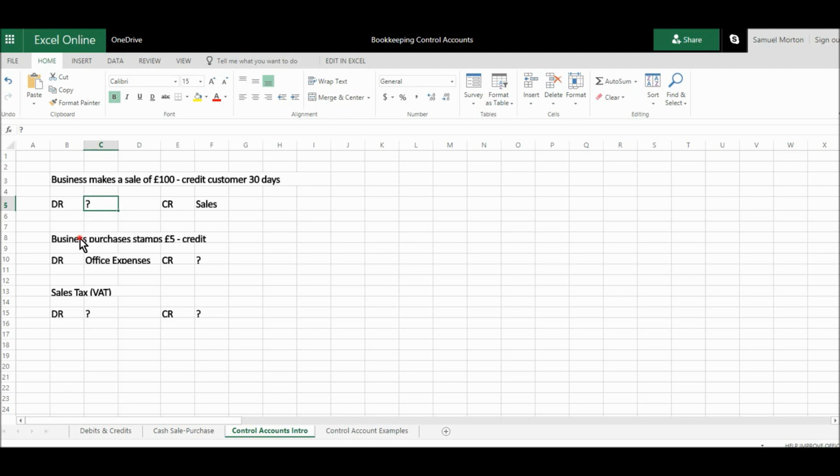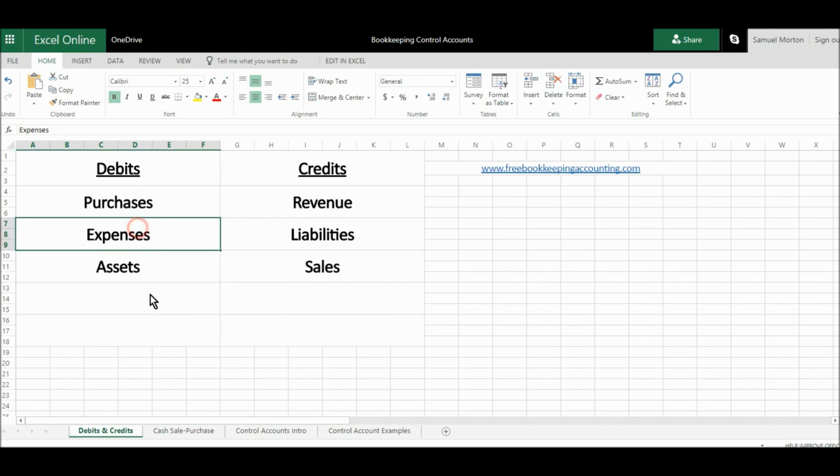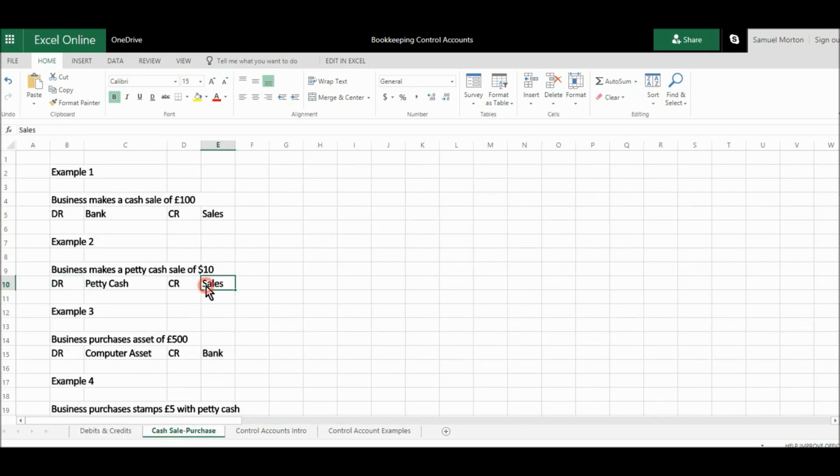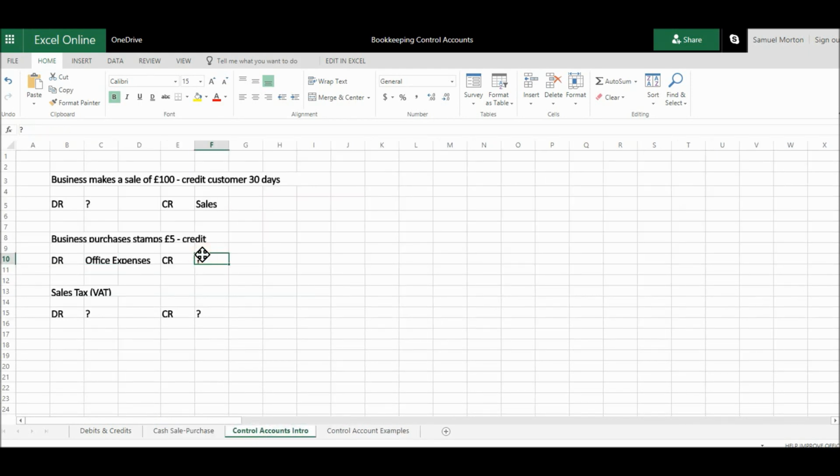And then looking at a purchase or an expense, if a business purchased £5 worth of stamps on credit, we can record the debit entry. So going back to debits, expenses are debit. But where does the credit go? Because no money has changed hands, usually we would put credit bank or credit petty cash. But that is not the case because no money has changed hands.